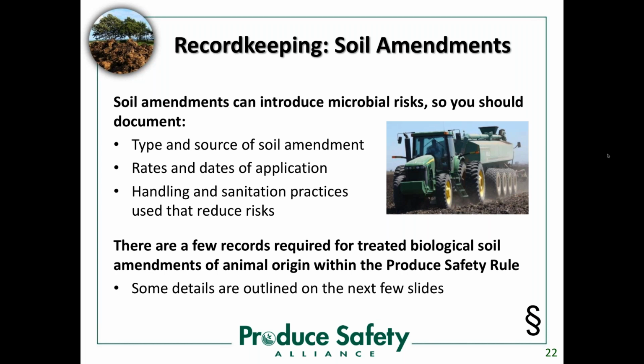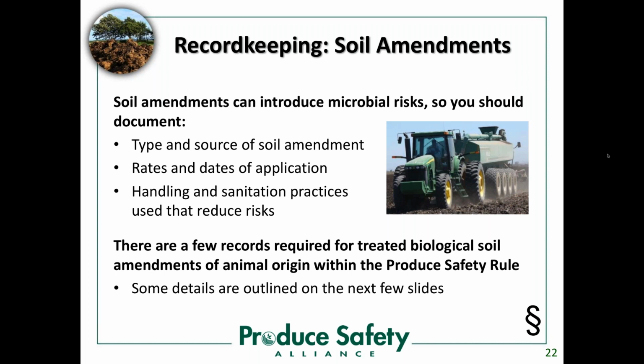Record keeping is so important. You've got to have logs of soil amendment use and handling to record what's been done and allow the process to be reviewed from year to year. And in the record keeping sections of FSMA, you can just figure 3 years for most records. It has to have the type and source of soil amendment.